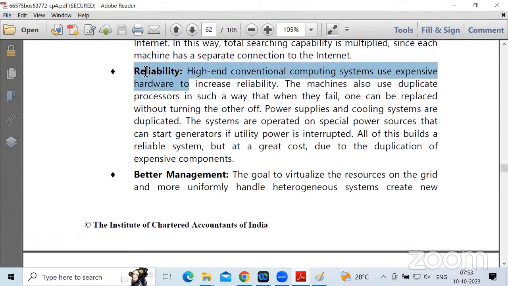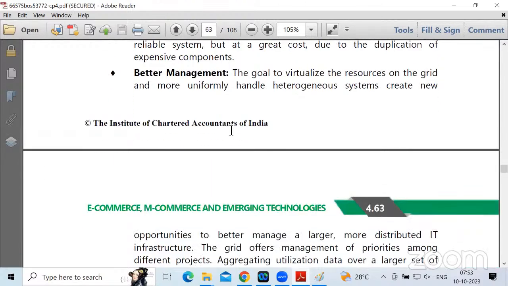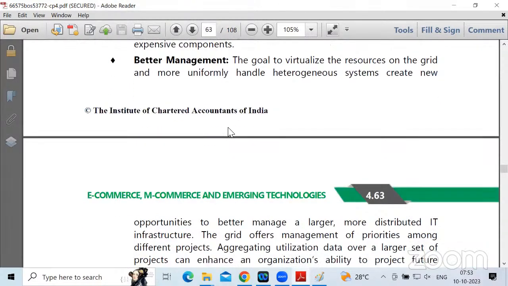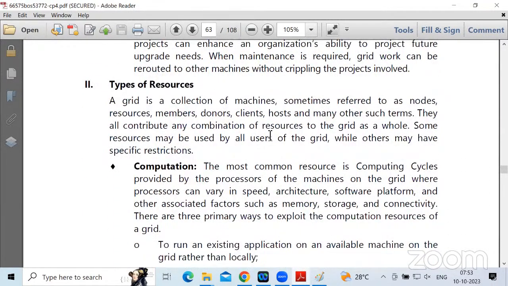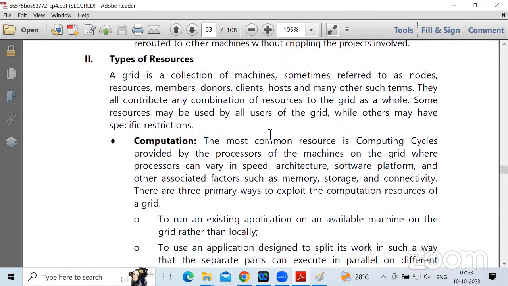Reliability, why? In case of failure of one computer, the other 99 computers will perform the task and somehow it will be completed. So reliability is more. Better management, you'll be able to know how many computers are located in your network, that is a grid network, and you'll be able to manage what are the systems which are working and performing. Then the second one is types of resources.